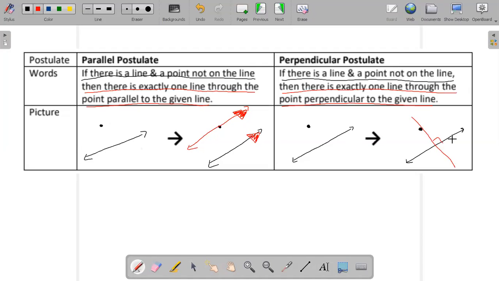So pretty straightforward. It's just saying that if there's a line and then a point that's somewhere else that's not on the line, you can draw a parallel line through that point. If there's a line and a point somewhere not on that line, you can draw a perpendicular line that goes through that. Does anyone need more time writing those down?